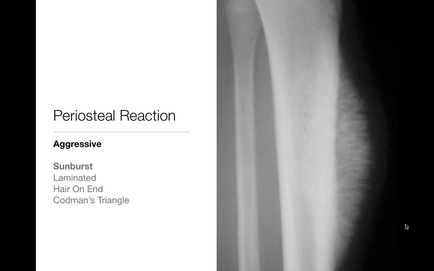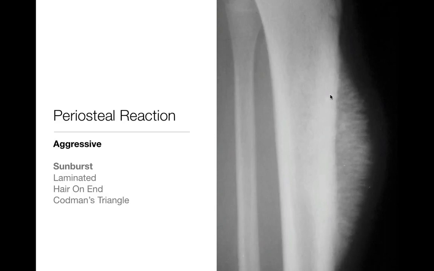So sunburst periosteal reaction is one of them, and this is an example of a sunburst periosteal reaction. We see these kind of spicules of bone, periosteum, which are radiating outward from the bone, kind of like rays of a sun. And really this is the tumor underneath growing quickly, and the bone doesn't have a lot of time to lay down proper new periosteum, so you're just getting these disorganized spicules of bone which are radiating outwards.